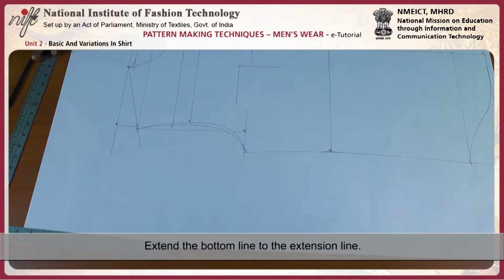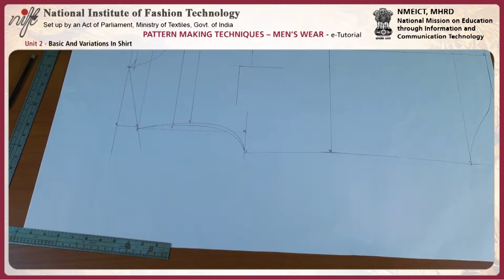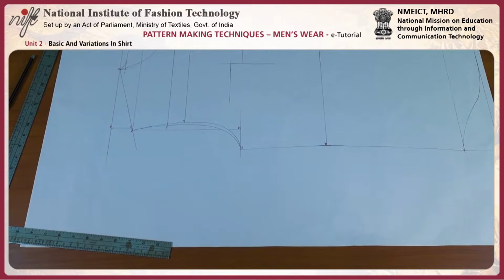Coming to button placement, the first button can be placed 6.5 centimeter from the neckline. You can give a cross mark and thereafter 10 centimeter on the reference line, which is now the center front line, which I have mentioned before.